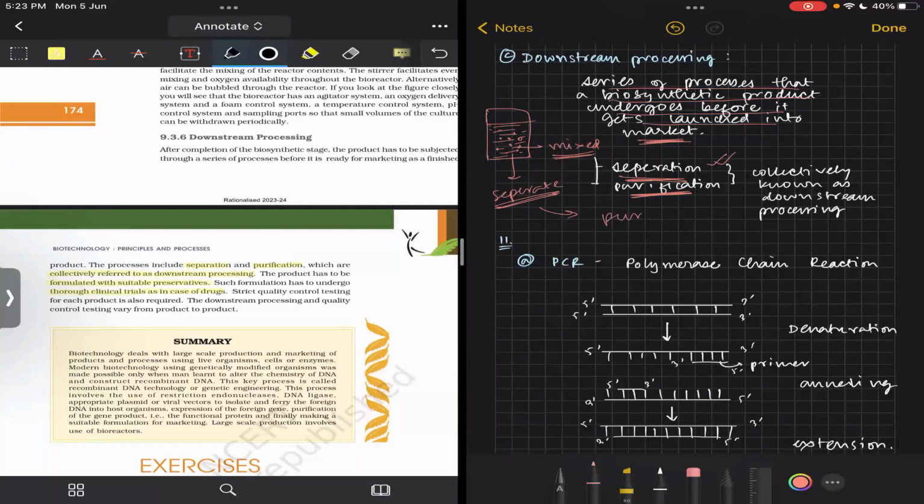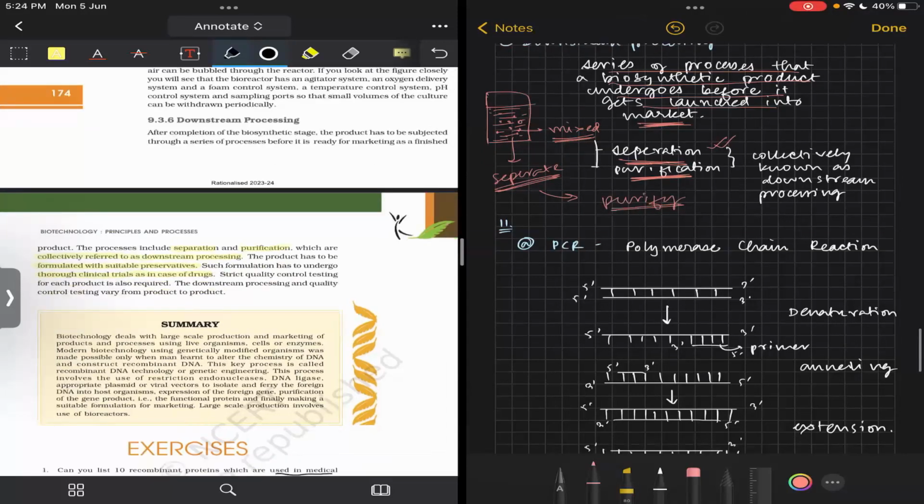And after separating, we have to purify the product. We only need the product in our final product. I mean, we only need the protein that we want in our final product. We do not want anything else that is already mixed in it. So we have to purify. So for that we use several enzymes and preservatives and things like that.